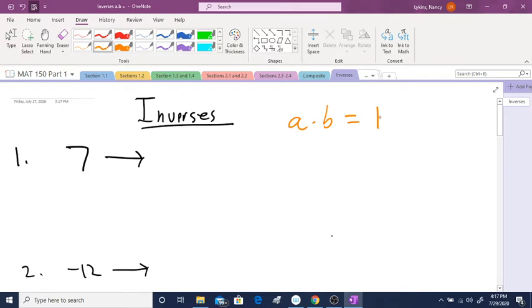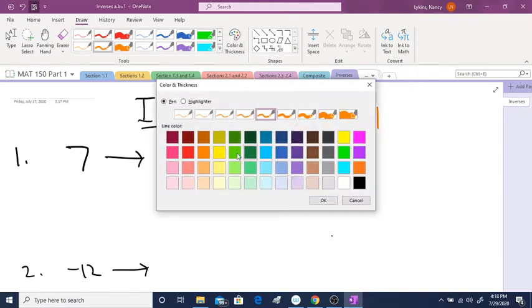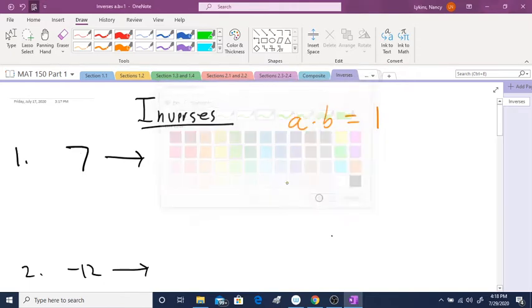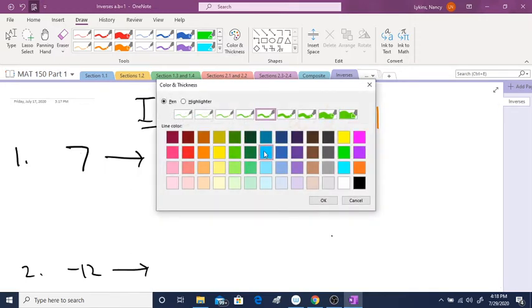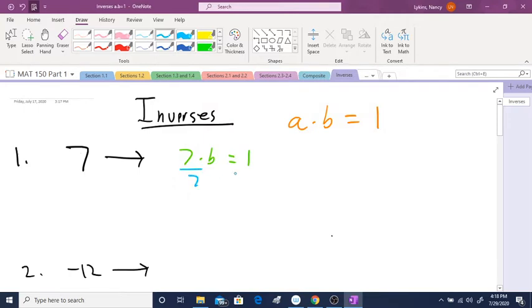I'm not going to use x and y. I'm going to use something different because we've been using x and y a lot. So a times b equals 1. So let's think about 7. 7 times what number gives me 1? That's 7b equals 1. All you have to do is divide by 7 on both sides. Now our new number is, well, look at that, 1/7.